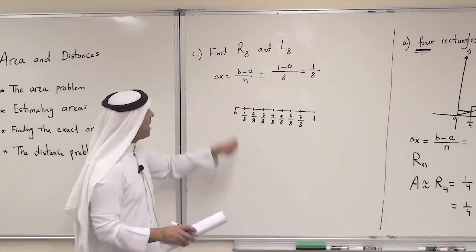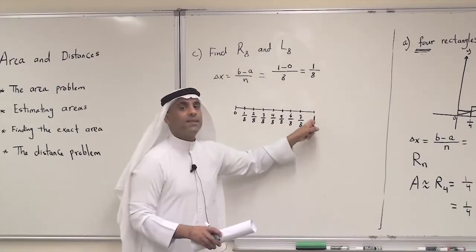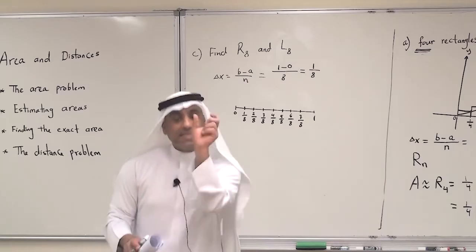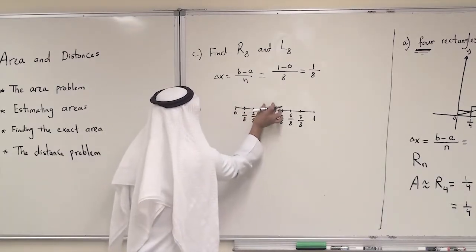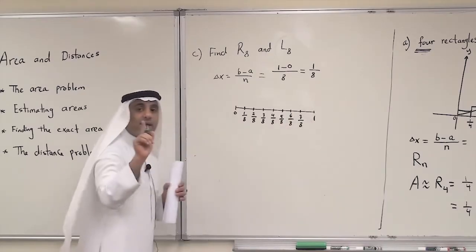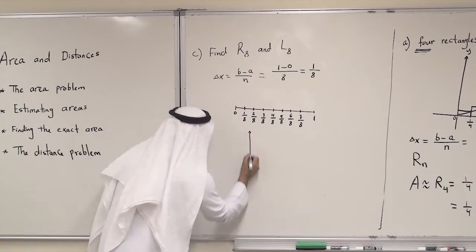Now, if you count how many points we have, 1, 2, 3, 4, 5, 6, 7, 8, 9. But 9 points will give you 8 subintervals. If you count 1, 2, 3, 4, etc. up to this, you have 8 subintervals. Now, if you look at the graph, this is what we have.